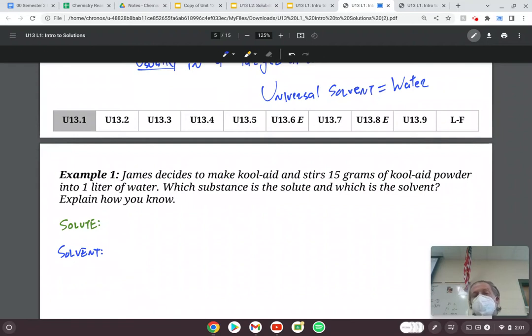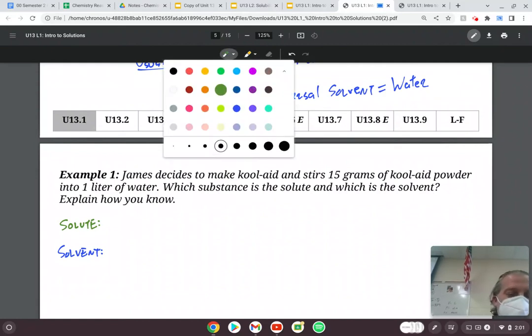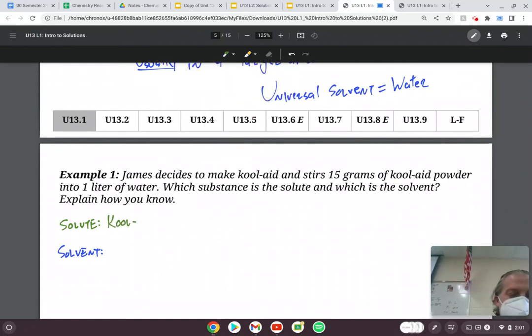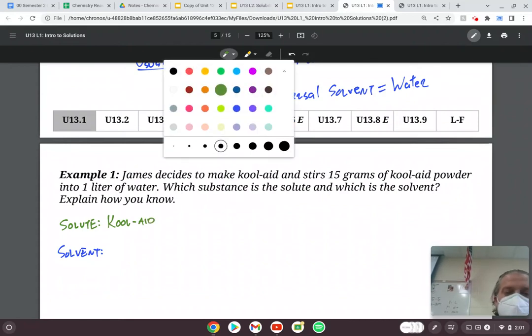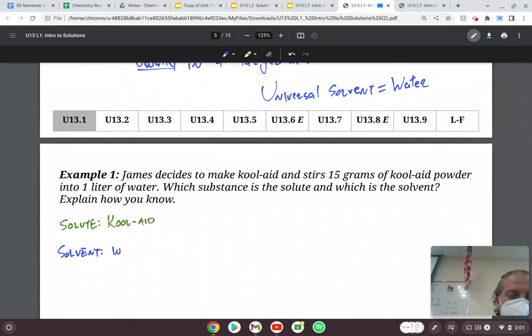So James is going to make the Kool-Aid. He stirs roughly 15 grams of Kool-Aid powdery goodness into 1 liter of water. 1 liter is approximately the size of this container right here. And in terms of mass, they say that 1 gram is roughly the mass of a paperclip, so it's like a pile of 15 paper clips-ish. I hope that you would identify that the Kool-Aid would be my solute and my solvent would be water.